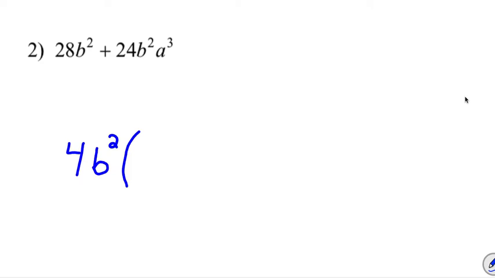Okay, so now we're ready to divide it out. 28 divided by 4 is 7. I started with a b squared, I took a b squared out, so no b's left. Plus 24 divided by 4 is 6. I started with b squared, but I took the b squared out. Started with a to the third, I didn't take any a's out, so I'm left with a to the third. So there's your final answer for number 2.